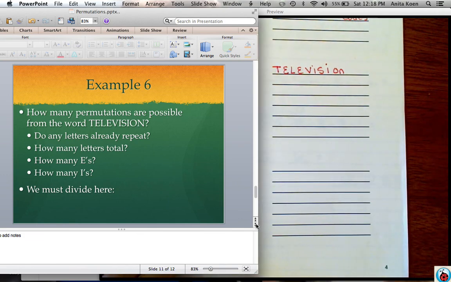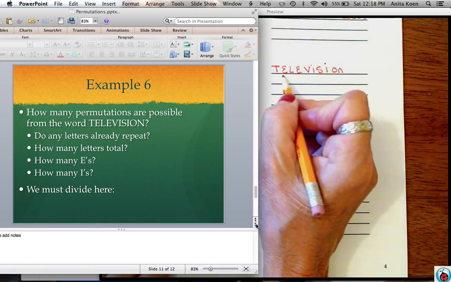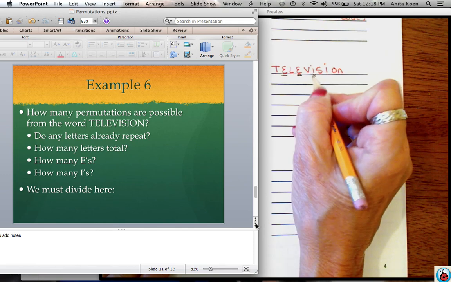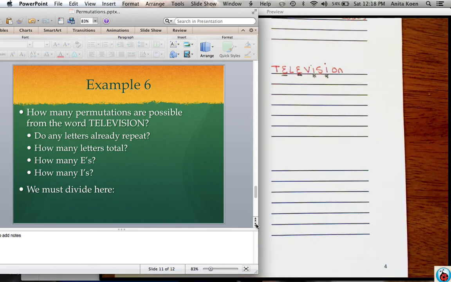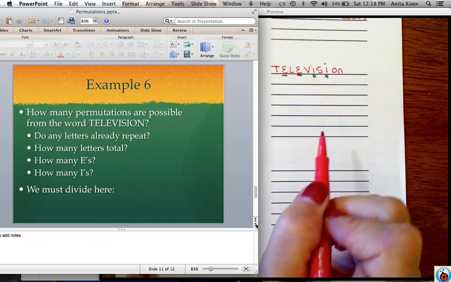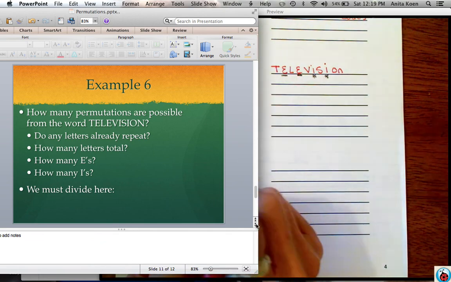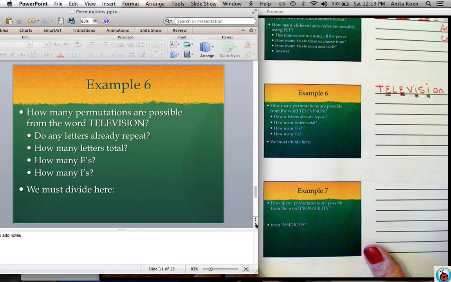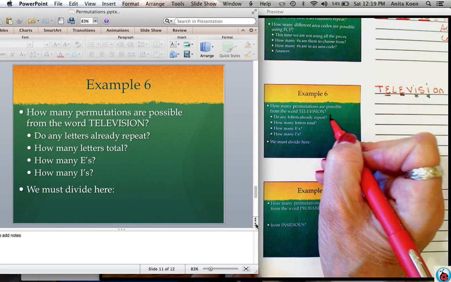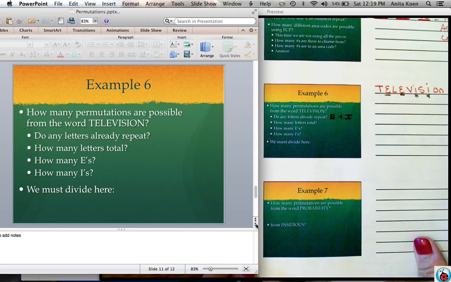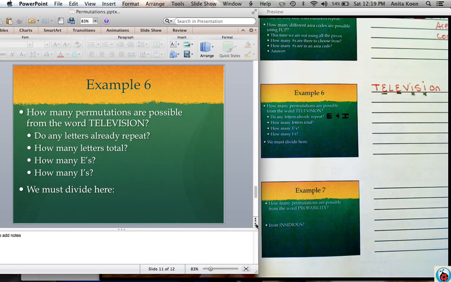Do any letters already repeat? I hope that you see that the E's repeat, the I's repeat. Are there any other letters that repeat? No, those are the only ones. So E's and I's repeat. So here what I would do in my notes is I would say yes, E and I repeat.